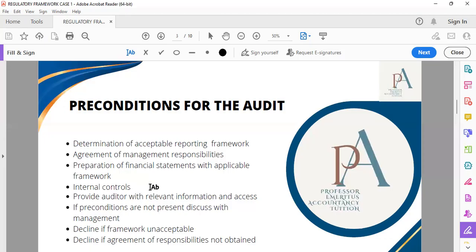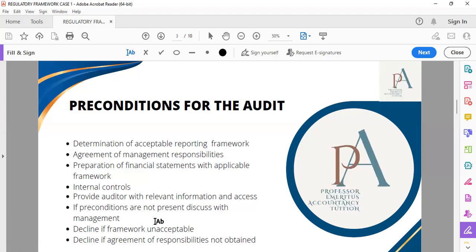And they need to understand and agree that they are supposed to provide the auditor with unrestricted access to the books and records of the company, including making management representation. We'll talk about that as we progress. If the preconditions are not present, the auditor should discuss with the management.